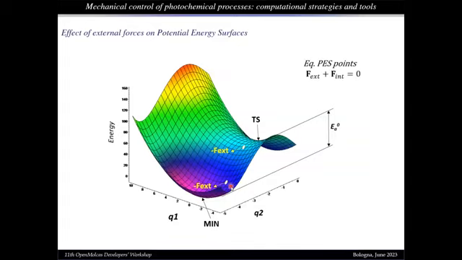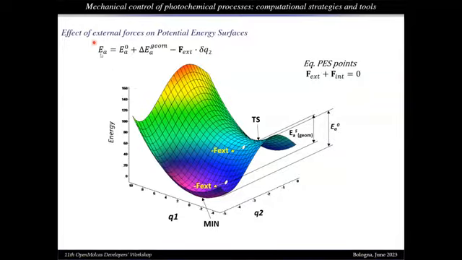So this displacement of the stationary points makes the activation energy be affected. But also we need to consider the work performed by the applied force along the reaction path. So in this case, if we are considering the movement of the molecule from the minimum to the transition state, we also need to compute the work performed by the force along this path. So it's this term here.